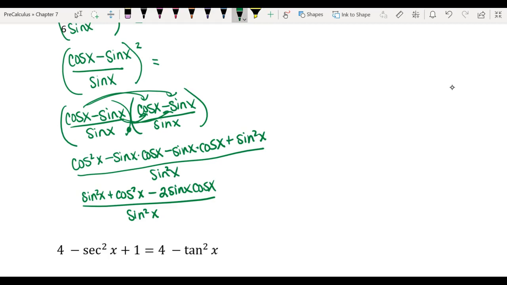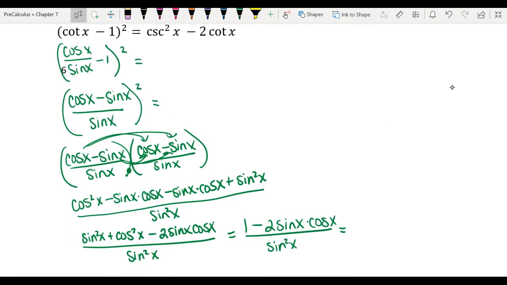Why did I rewrite it like this? Because that equals 1, right? Sine squared plus cosine squared is 1. So couldn't this entire section become the number 1? Okay. So we are almost there. We have 1 minus 2 sine of x cosine of x over sine squared of x. There's 2 more steps. What did they do next to get cosecant squared minus 2 cotangent of x?